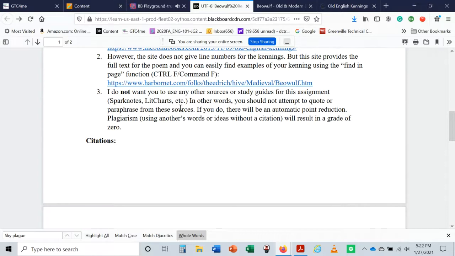Is the image we get of being a king, being a shepherd to the people, is that consistent with what we see in the epic? All right. So I don't want you to bring in any other sources. I don't want you to get background about the poem, about the epic, or get into any of those issues. This is all just about you and Beowulf, Beowulf the epic.